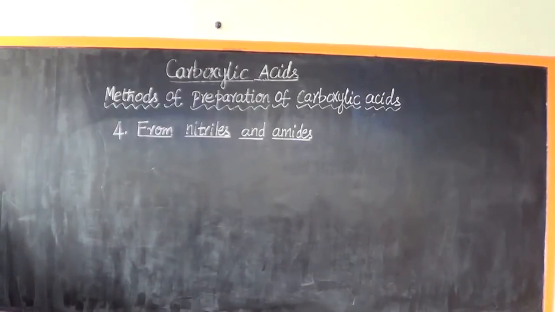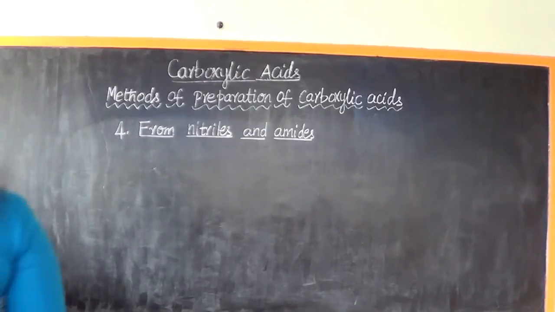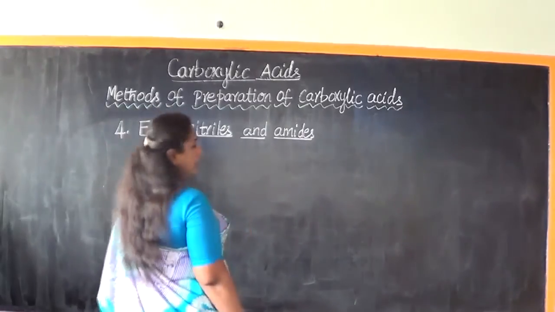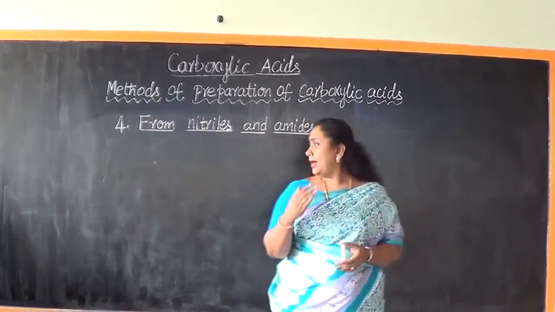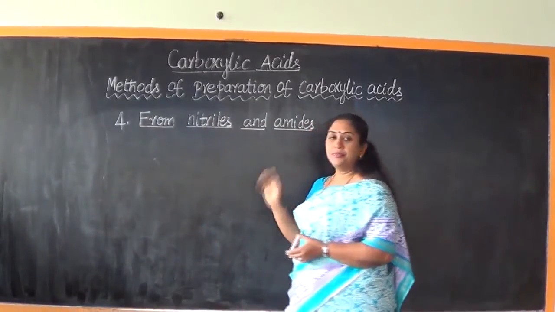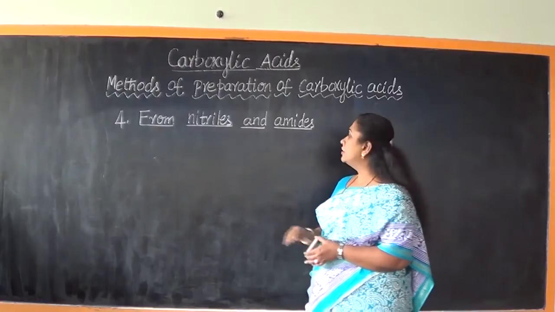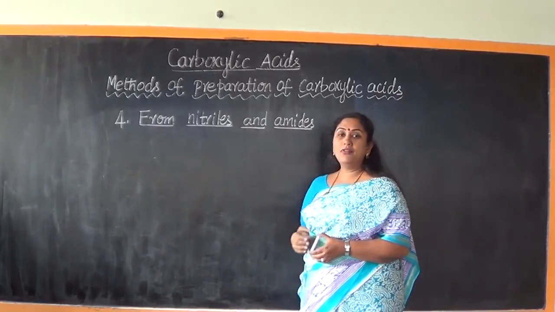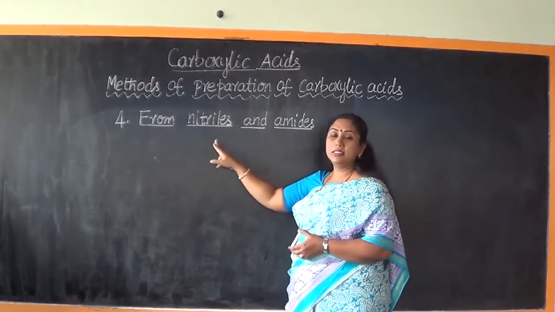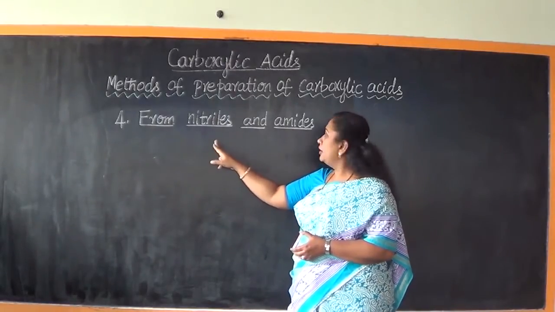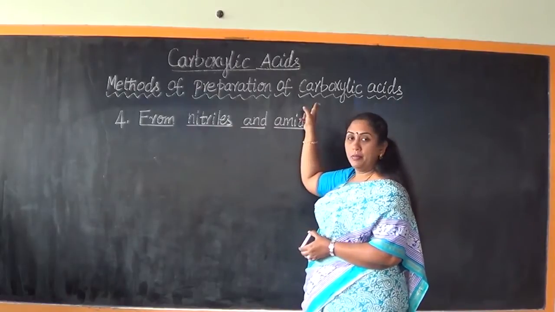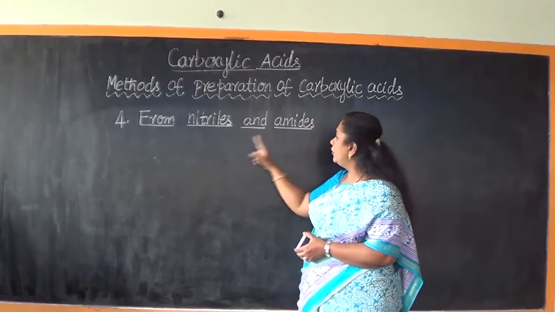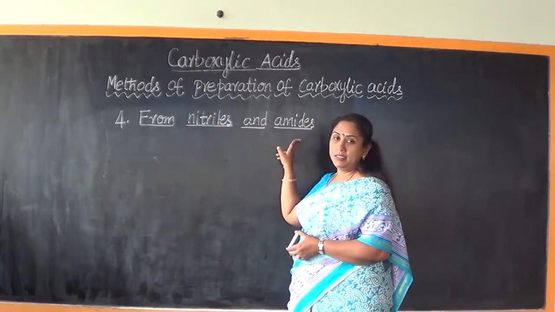Let us understand in this video the method of obtaining carboxylic acid starting from nitriles and amides. There are no two different methods in this. If we start from nitriles as our starting material, in order to obtain the corresponding carboxylic acid, we have to pass through the route of amides.